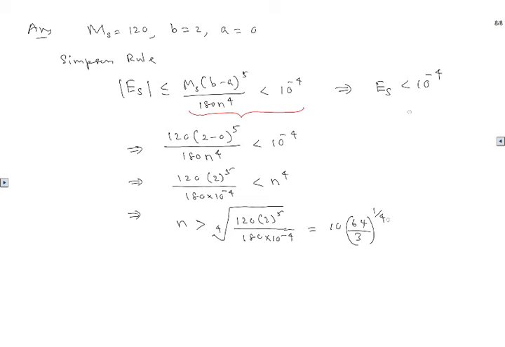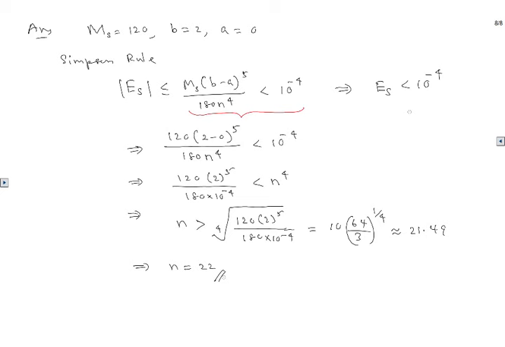You can see whether you get this answer after you simplify inside. And then if you use a calculator, you get 21.49. That means it has to be an even number, so the smallest such n is 22. Okay, 22 is the smallest such n because it has to be even and bigger than that, so it is 22.